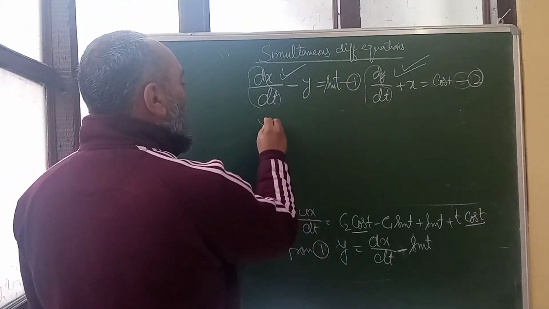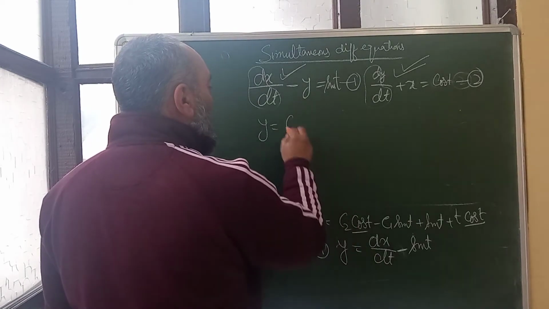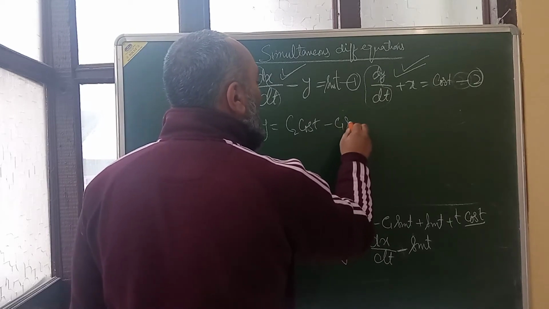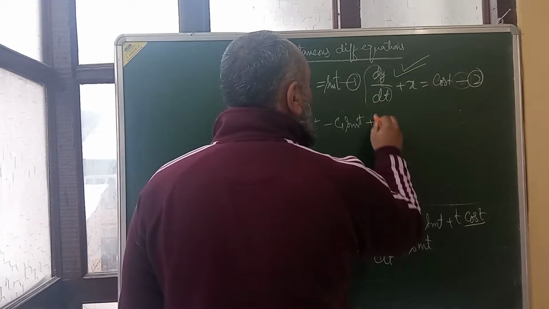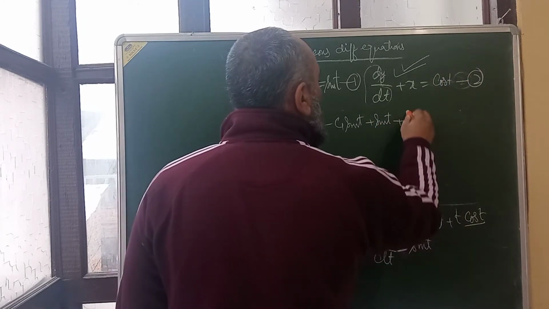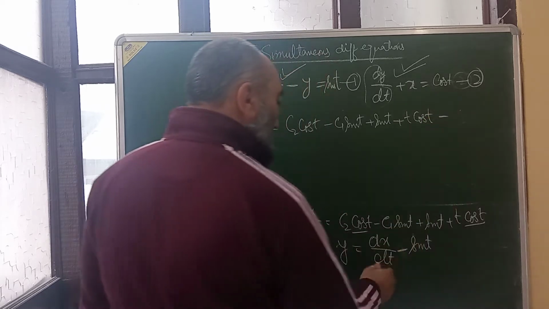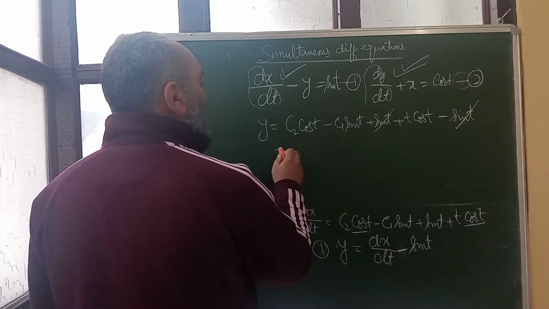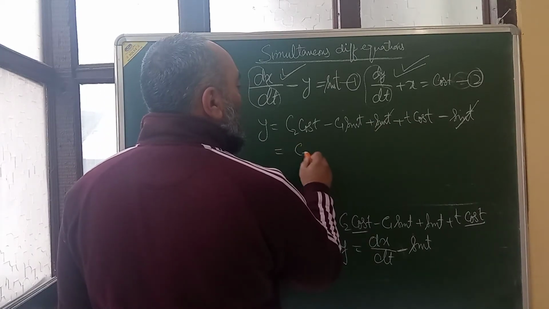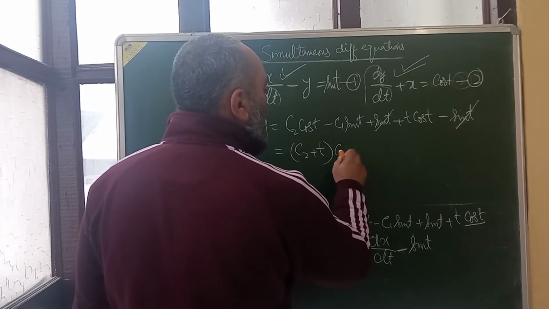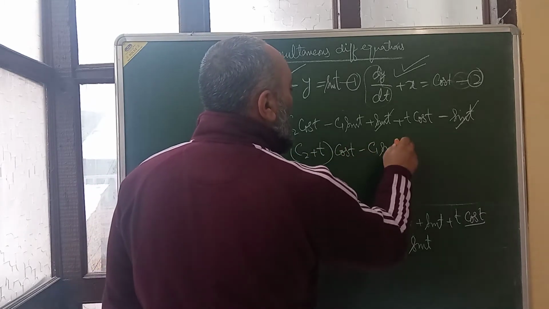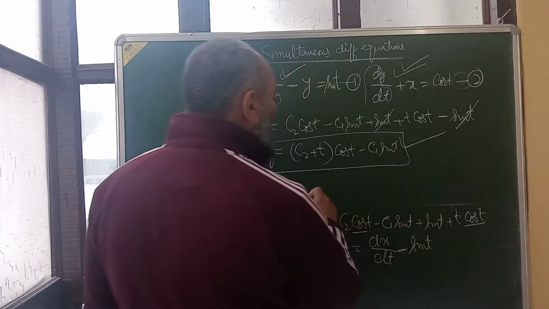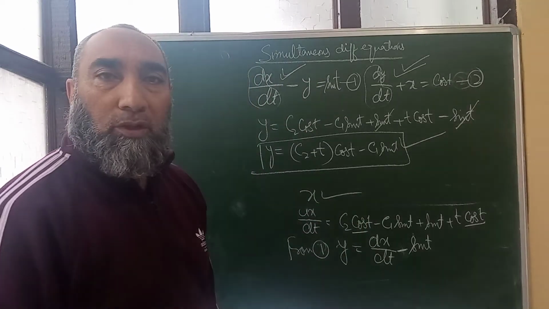So y is equal to dx by dt. It is c2 cos t minus c1 sin t plus sin t plus t cos t minus sin t. Sin t goes. So the solution is c2 plus t cos t minus c1 sin t. This is y. So you have found y, you are already knowing x, so the simultaneous equation is solved.